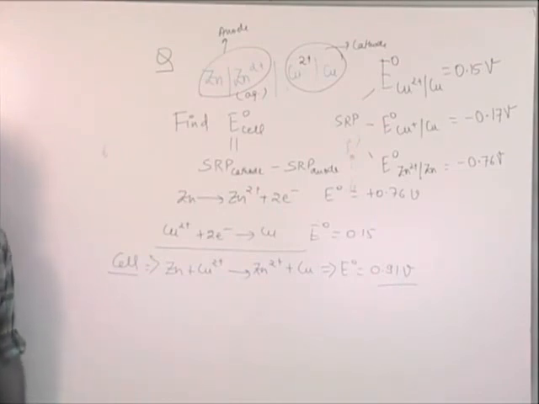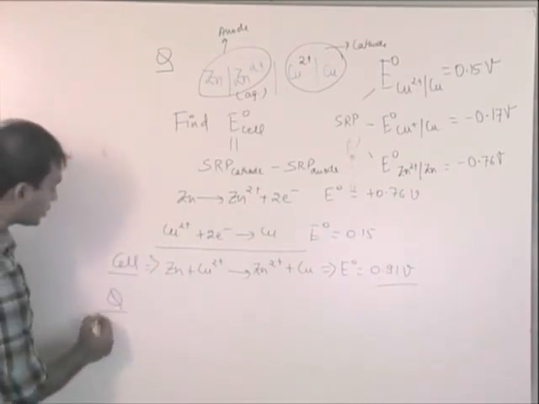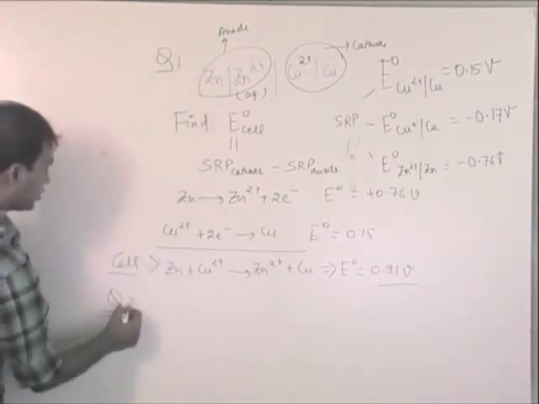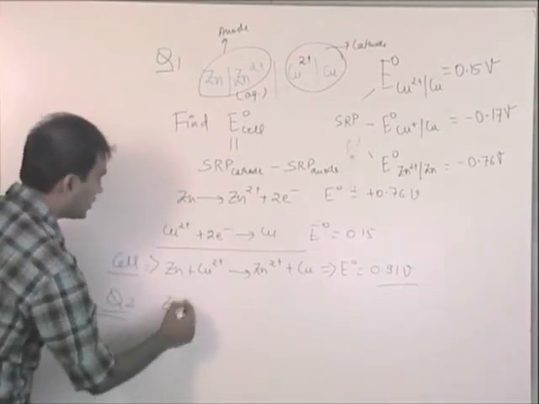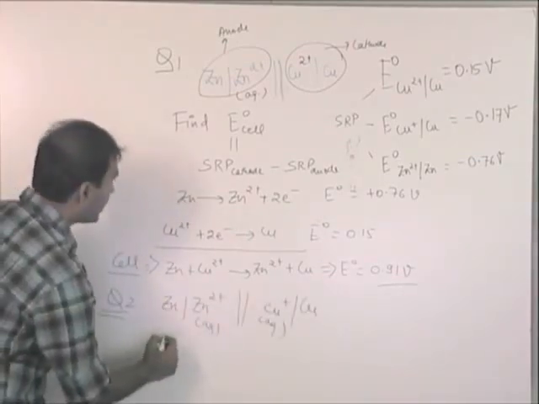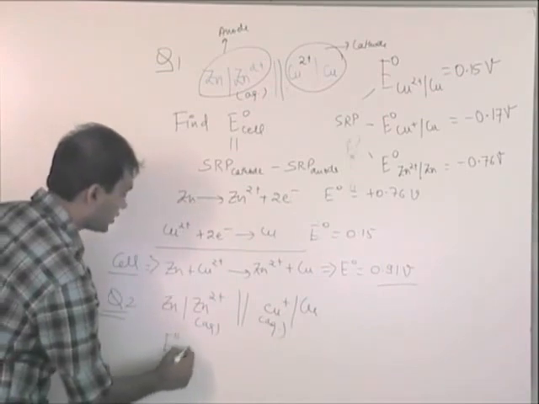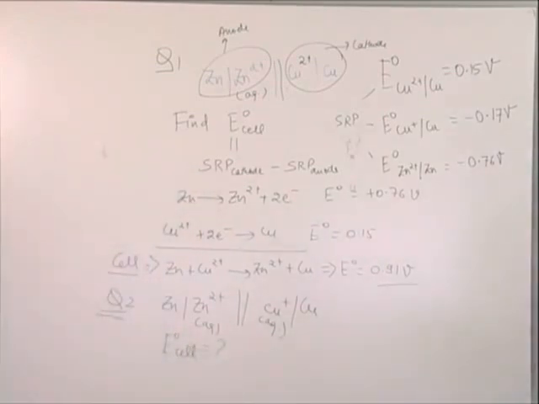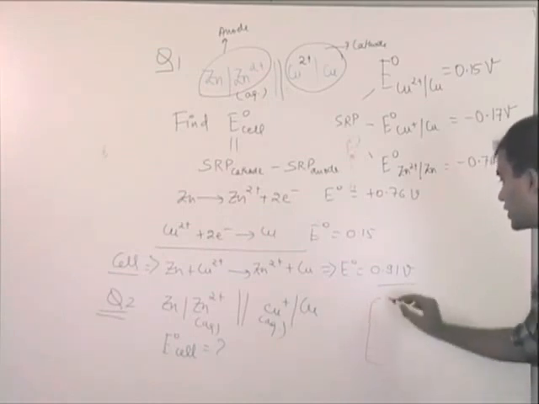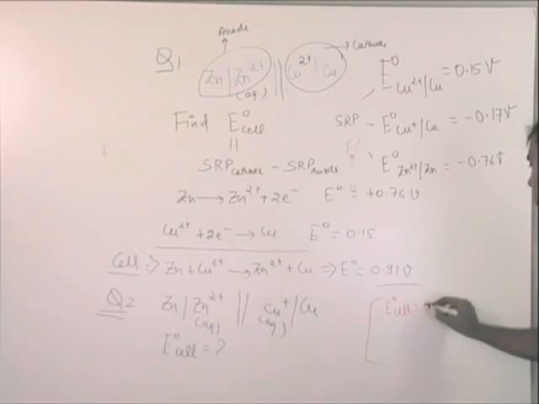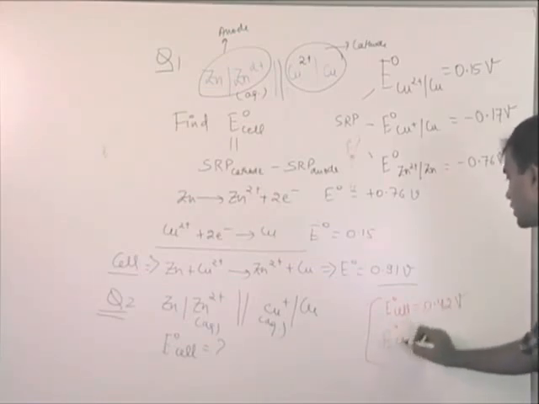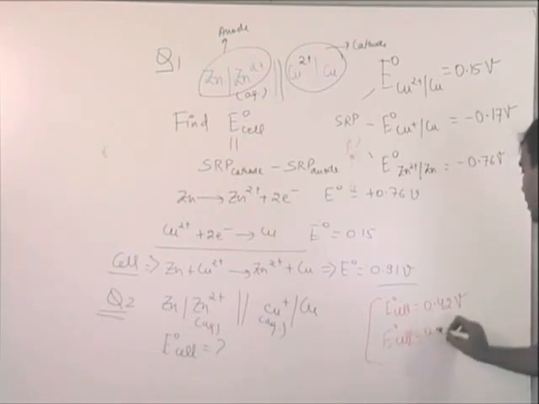Now suppose this was question 1. Suppose I modify the question, this is say 1, this is 2, and I write the same thing, now find E cell in this case, or say E naught cell in this case. I don't know. So in this case, the probable answers are E naught cell is say 0.42, and the second answer is say E naught cell is 0.59. What is the actual answer?